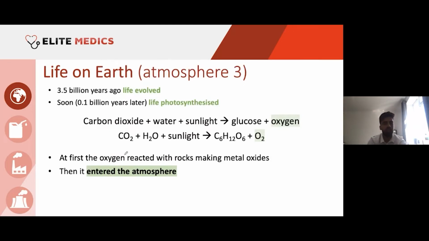So atmosphere 3, which is about 3.5 billion years ago. So this is 1.1 billion years after the first Earth's atmosphere. 3.5 billion years ago, life evolved, and soon, 0.1 billion years later, life was able to photosynthesize. So what was this life that evolved? Usually it was mainly algae, photosynthesizing plants that were able to do so. And once you had loads of these plants, they were then able to photosynthesize and thus release oxygen.